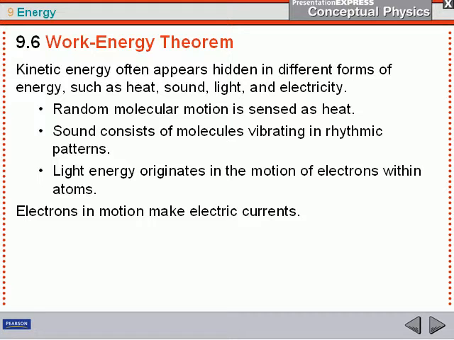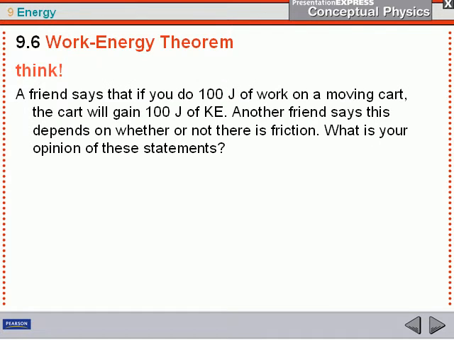Kinetic energy we can often see as other forms of energy. It isn't just something moving from point A to point B. In molecules, there's motion, and in that sense, it is heat. We know that sound is molecules vibrating in waves, and light is all about the motion of electrons within atoms. And we know that electrons in motion can make electrical currents. So let's look at some examples here.